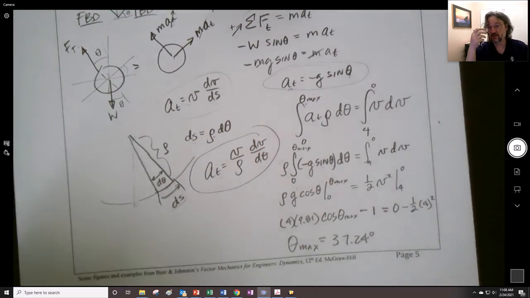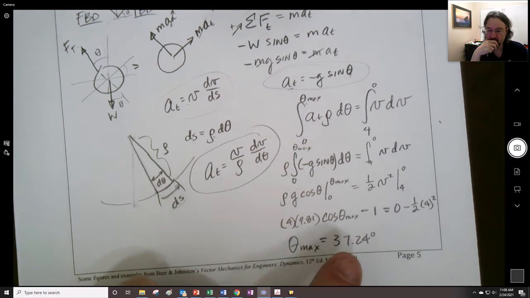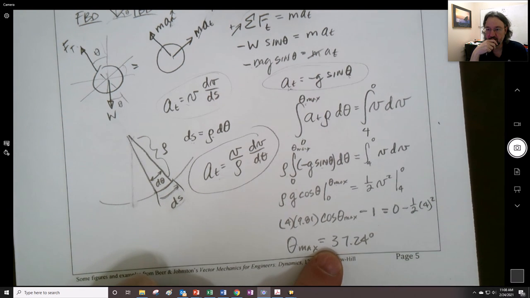That's a pretty good outcome right there. We could figure this out, and this is a much more complicated approach. We could do this problem again using work and energy, and we would find it much easier to do.